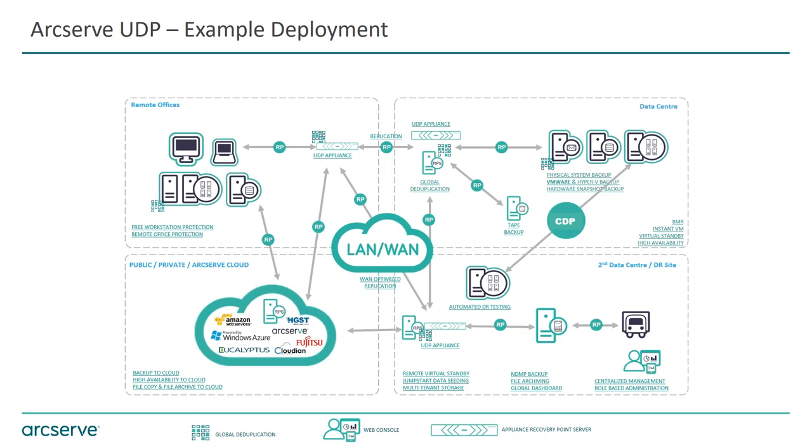Now, the key thing about all of this is it's managed from a central web-based console. It's very intuitive, and most customers get up to speed within 1 or 2 days of using UDP. They understand how to discover nodes, how to set their backup destinations, how to create their policies, and then away they go. It's really that simple. And we'll show you this when we do the demo in a little while.